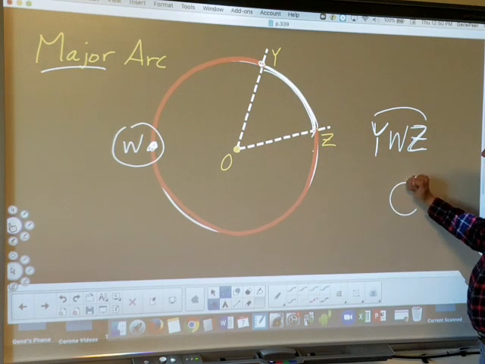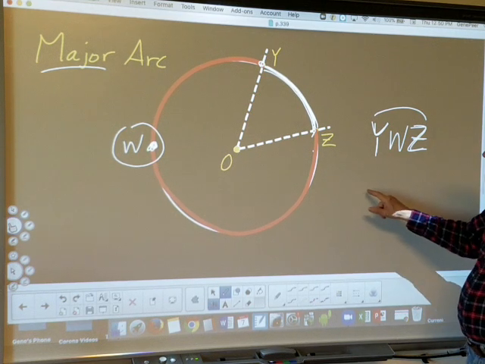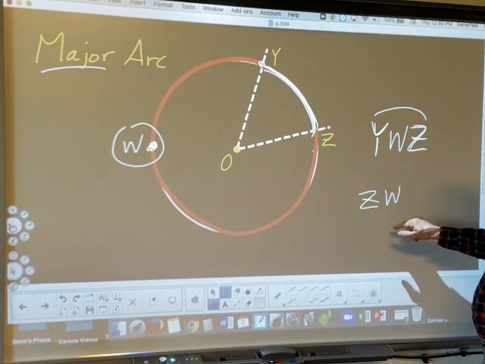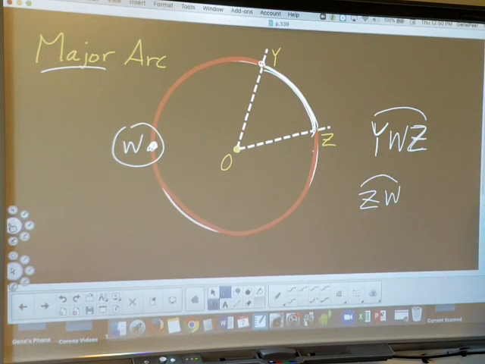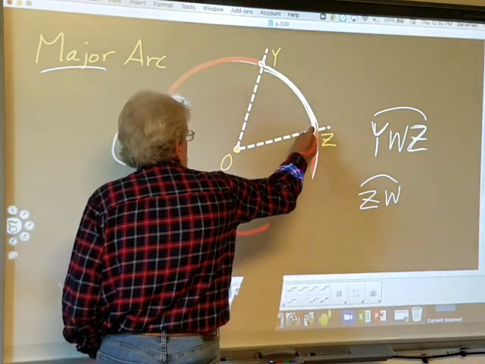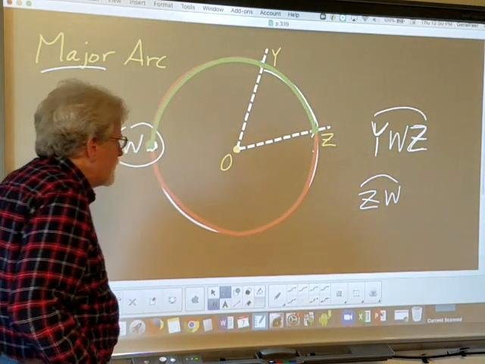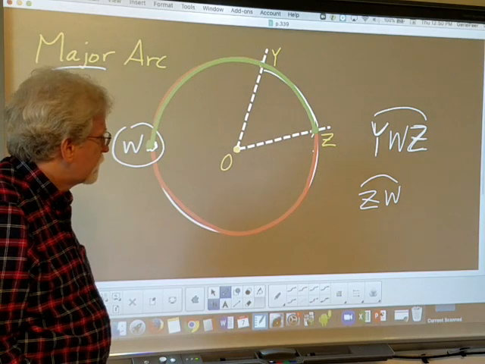And can we name any other arcs here? We could name arc ZW. Where's arc ZW? Well, arc ZW appears to be less than half the circle. Arc ZW would be this guy. Because it's less than half of the circle, we can name it with just 2 points.